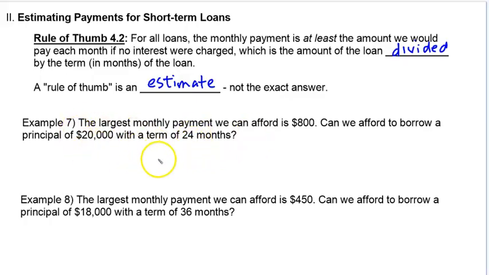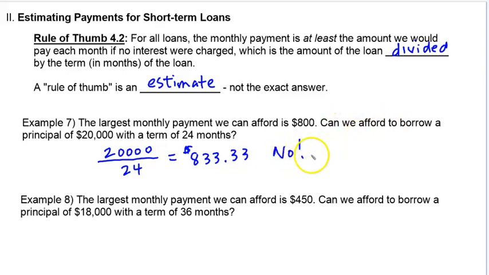Here's what it says, example 7. We can afford an $800 payment. So using a quick estimate, the rule of thumb 4.2, if we're borrowing $20,000 over 24 months, this is all the rule of thumb says, well, that would produce, not even factoring in interest, a payment of $833.33. So we know just from this rule of thumb, that's the lowest amount. It's going to be a little more than that because of interest being factored. So we know we can't afford this. The answer, can we afford to borrow?